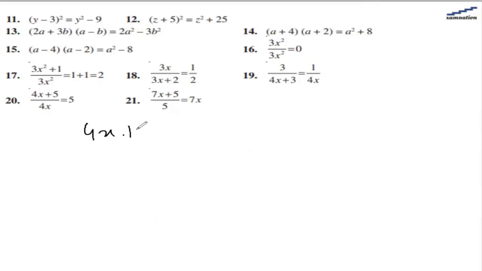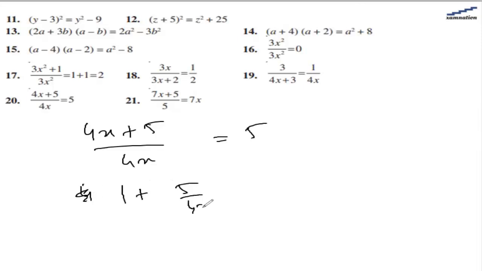20th part we have 4x plus 5 divided by 4x, that is equal to 5. So let's divide the left hand side, all terms, by 4x. That will give us 1 plus 5 by 4x. As you can see, this is not equal to 5. The left hand side is not equal to 5. So this should be what we'll get when we solve the left hand side.